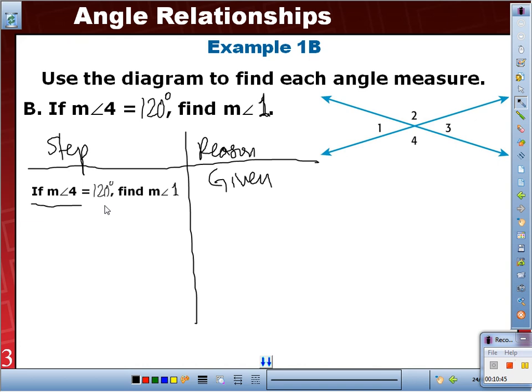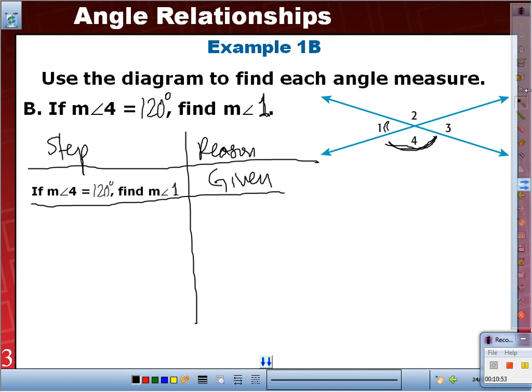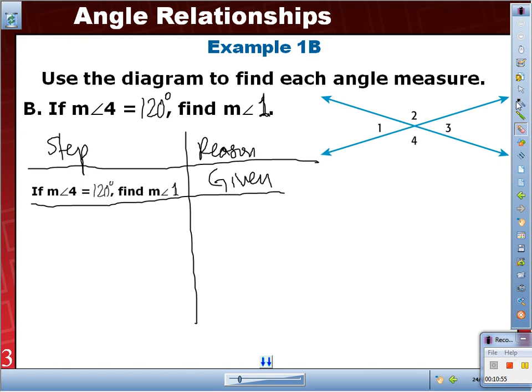All right, let's think this through. What angles are they talking about? Angle 4, this one, and this one. All right, let me do that a little bit better. This one and this one. These two angles. Look at them. Look up to the screen. Tell your neighbor what definition will help us get to our answer.